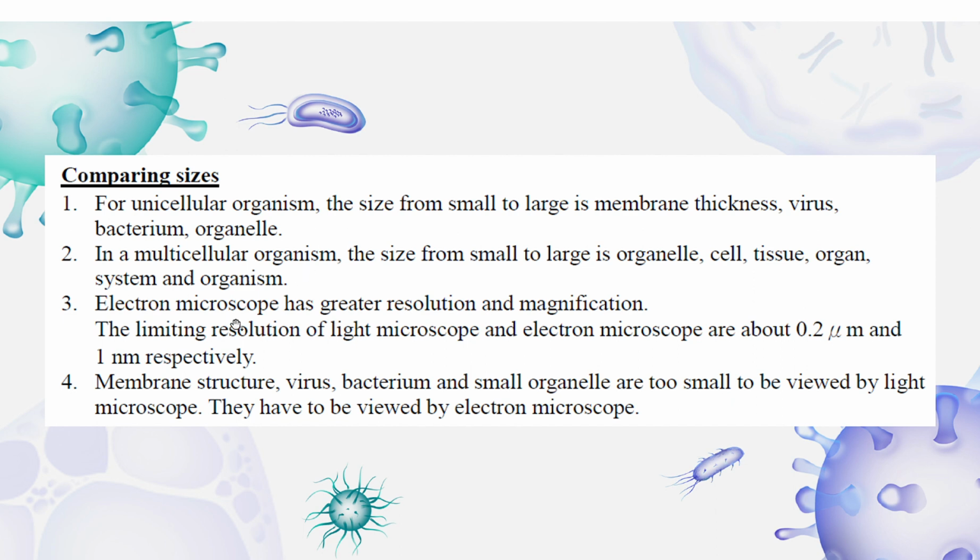The electron microscope has greater resolution and magnification than the light microscope. For example, the limit for the light microscope is 0.2 micrometer, but for the electron microscope it can be 1 nanometer. To give you a concept, 1 nanometer is about 10 atoms in size. Crazy, you can see something that small. Membrane structure, viruses, bacteria, and small organelles are too small to be viewed by a light microscope, but thanks to the electron microscope, now we can view them too.